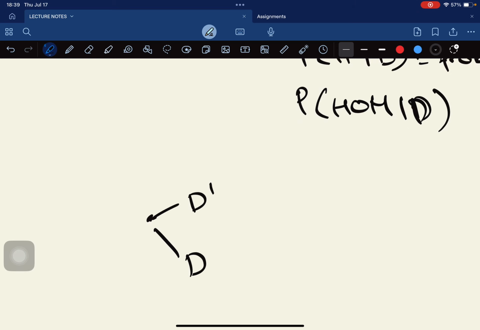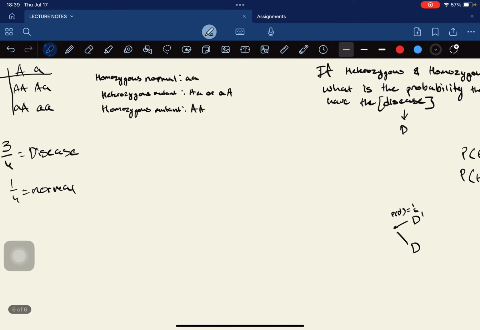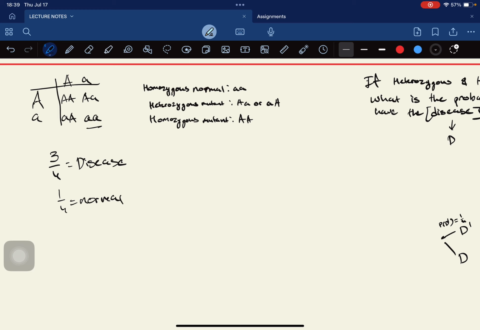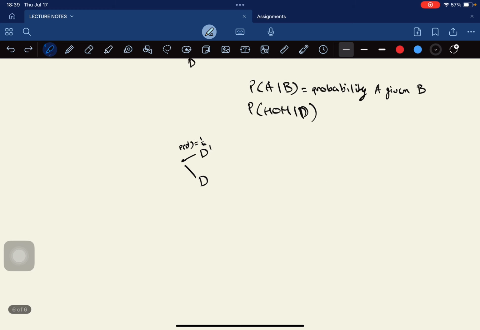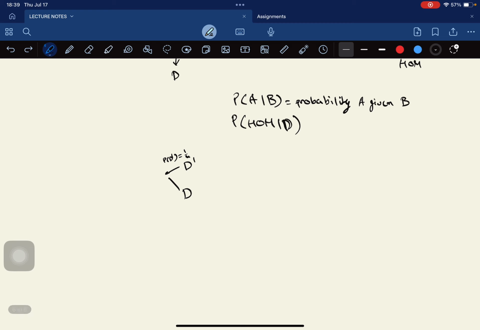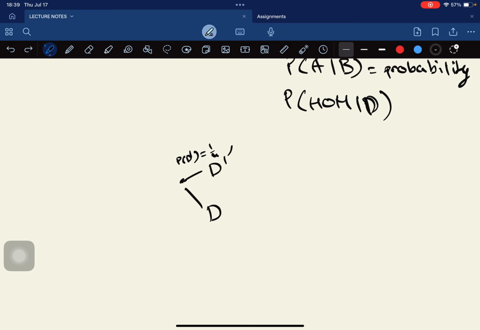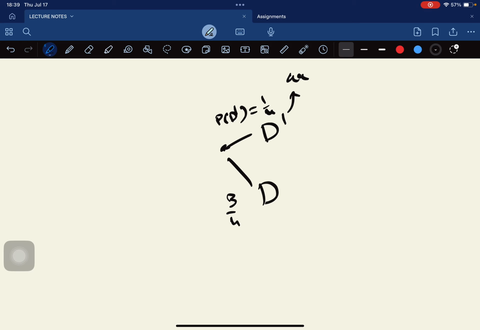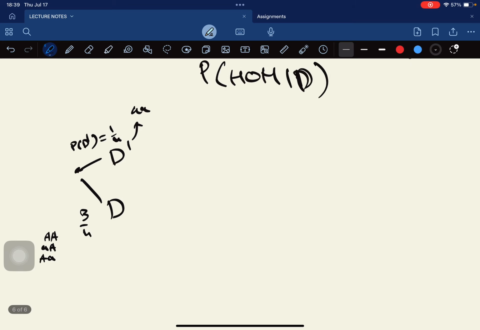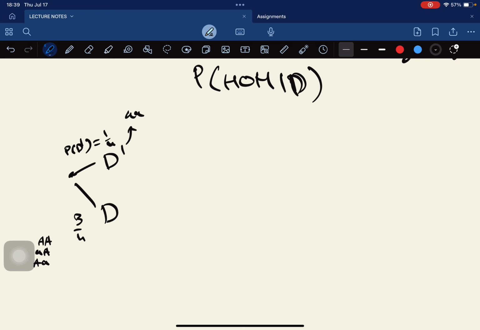So P of no disease would be 1/4, because if you look at the Mendel genetics, only one of them is normal. So without disease it'll be 1/4, and this will indicate as AA, because only one of them is. And the disease would be 3/4. The 3/4 includes AA, which is a homozygous mutant, Aa, which is heterozygous mutant, and this other Aa, which is also heterozygous mutant. So that would be 3/4 of them.